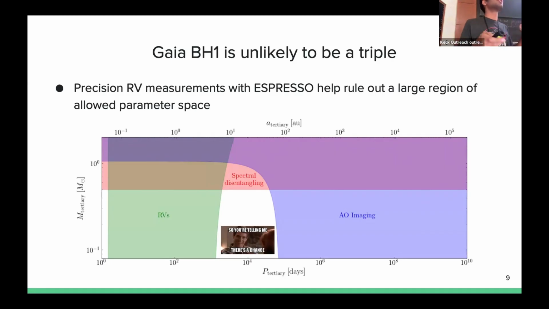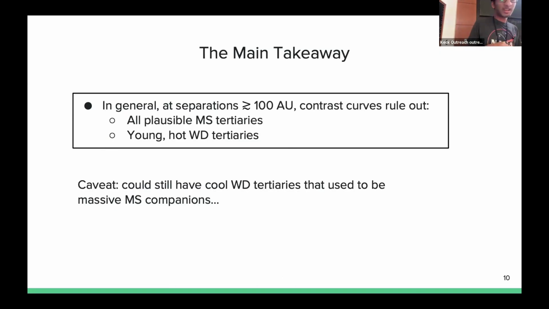I'm not going to show you the contrast curves of every single system that we observed in the interest of time, but the main takeaway is that at separations greater than around 100 AU, the contrast curves that we created ruled out pretty much all plausible main sequence tertiaries to that system and any young and hot white dwarf tertiaries. But fans of the hierarchical triples need not despair, because there could still be cool white dwarf tertiaries that we were unable to detect.